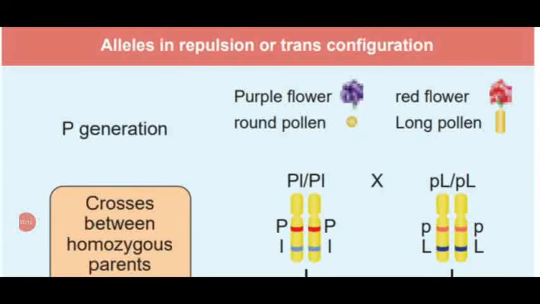Dear students, next we are going to see repulsion or trans configuration. What is the definition? The dominant or recessive alleles are present on two different but homologous chromosomes. Homologous chromosomes are similar in size, shape and function, but the dominant and recessive alleles are present on different homologous chromosomes. They inherit apart, which means they are separated into different gametes.